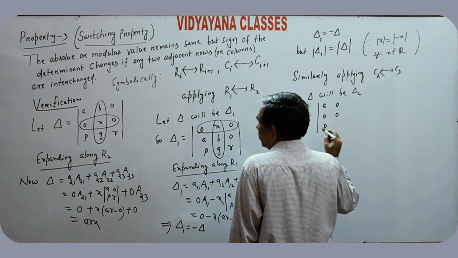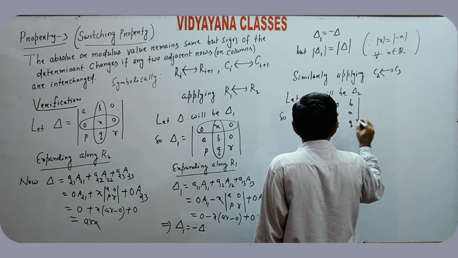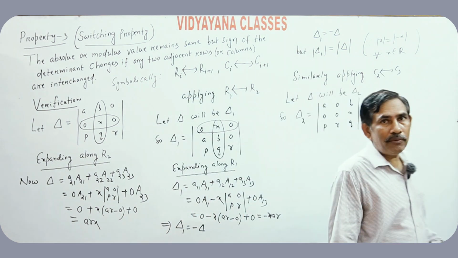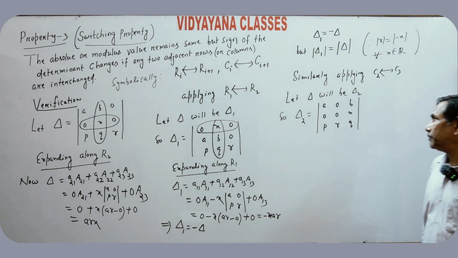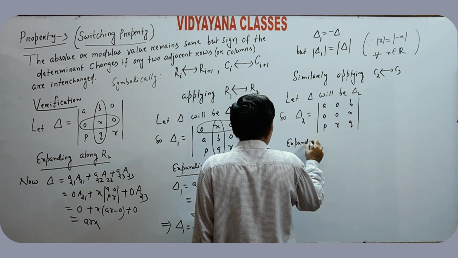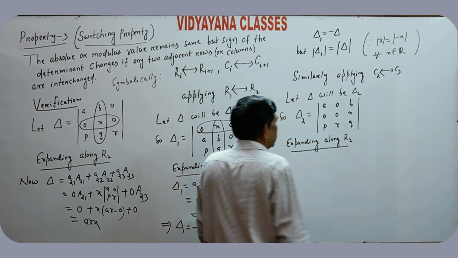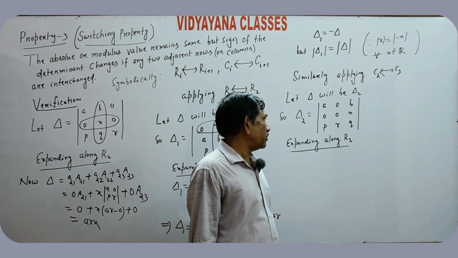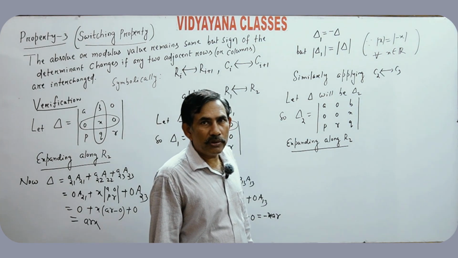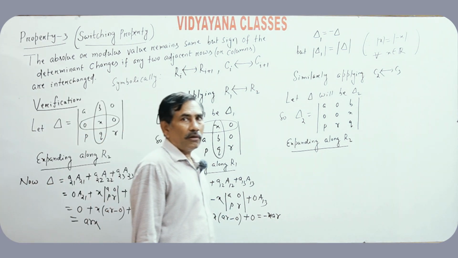It is 0, 0, R, B, X, Q. Clear? The value of the determinant remains the same expanding along any one of the rows or any one of the columns. Expanding along row 2, since row 2 contains 2 zeros. Also we can expand it along column 2 since column 2 contains 2 zeros. The value remains the same expanding any one of the rows or columns.